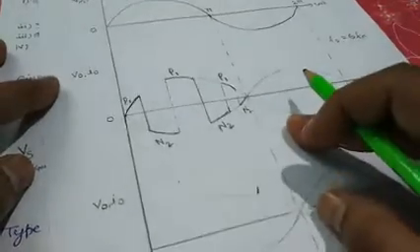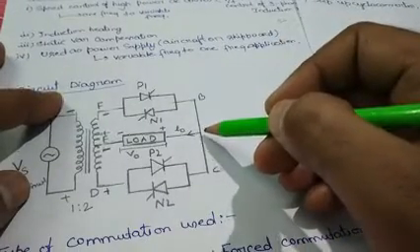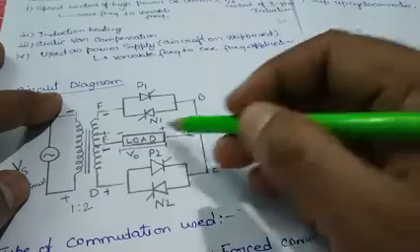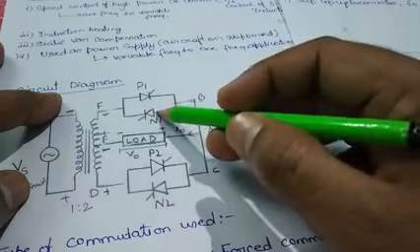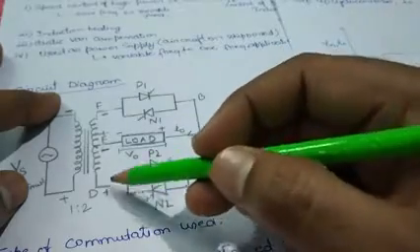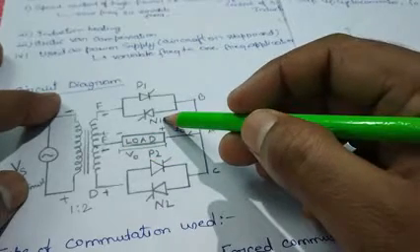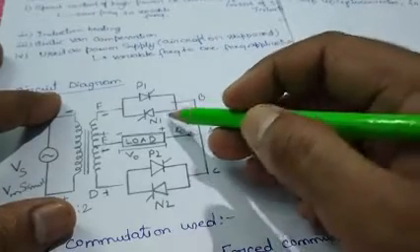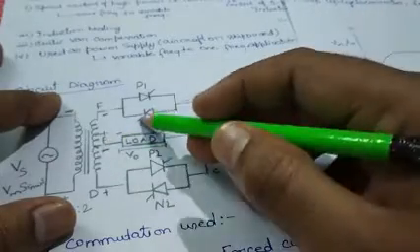For getting a positive cycle here, we know that the direction of current should be from A to E. Now for the current direction from A to E, P2 must be triggered first, and N2 must be triggered after P2, because if P2 is conducting, then the current will flow from A to E. But when N1 is conducting, then current will flow from E to A, in this direction.